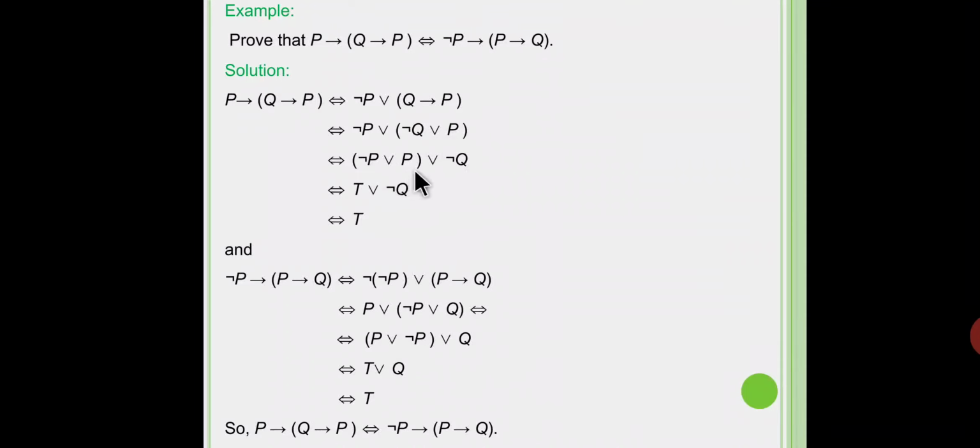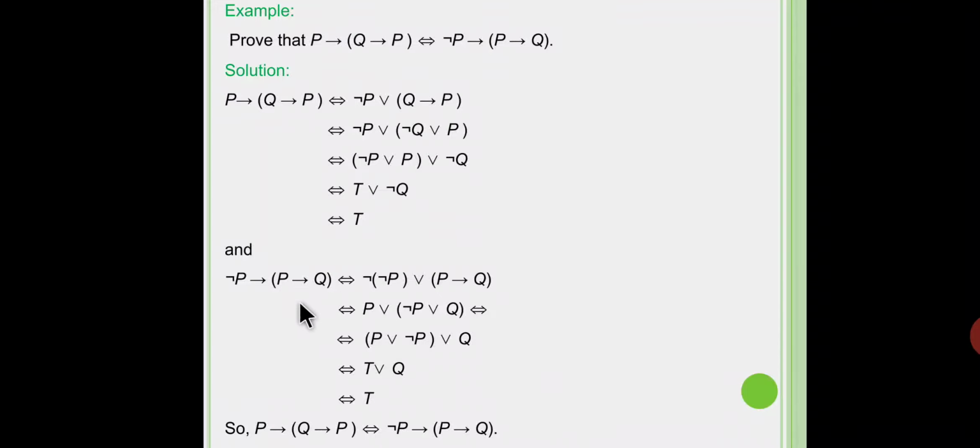Negation P or P is equivalent to true, so we have true or negation Q, which gives true by the idempotent law, and true or negation Q gives true by the identity law. Okay. Now also consider the RHS of the given relation, negation P implication Q.